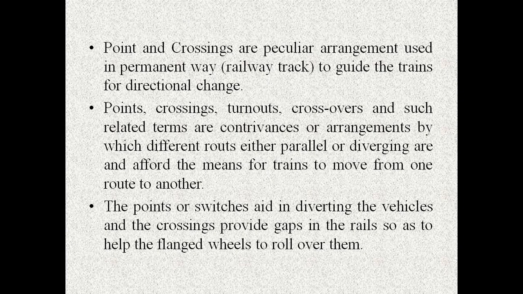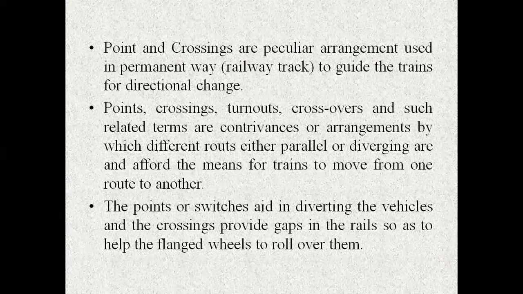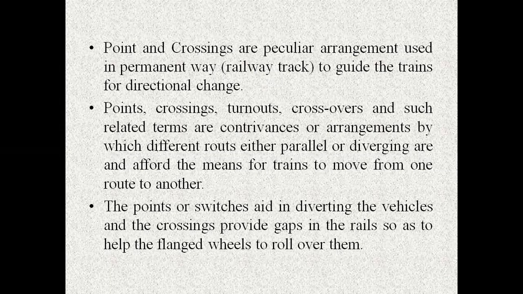Here, the points and crossings are useful for the locomotive to change its direction, to change its route while it's traveling. So, these related terms, points, crossings, turnouts, and crossovers, help a train or locomotive to move from one route to another route. The points are switches which aid in diverting the vehicles, and crossings provide gaps in the rails so as to help the flanged wheels to roll over them.